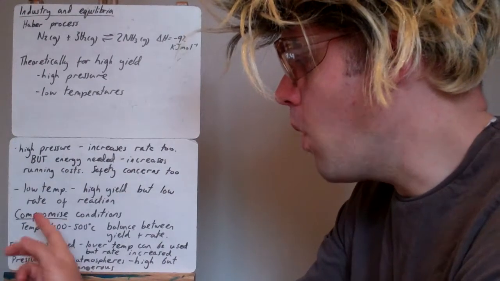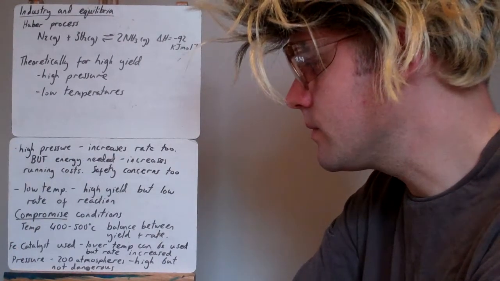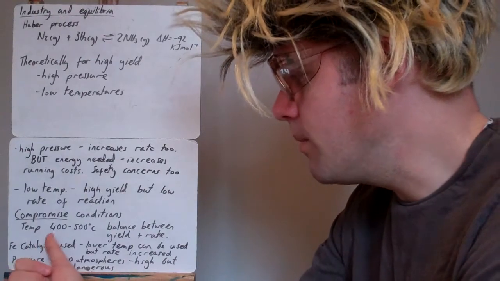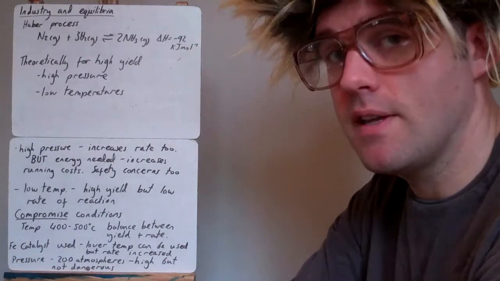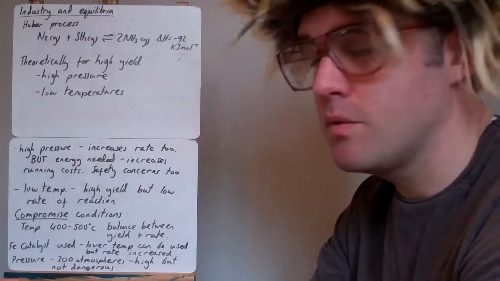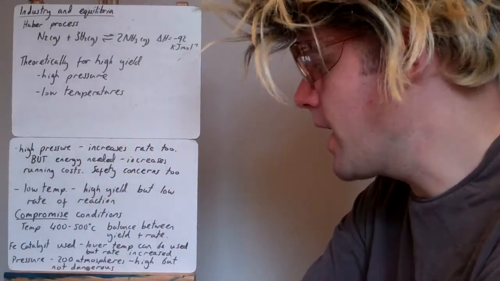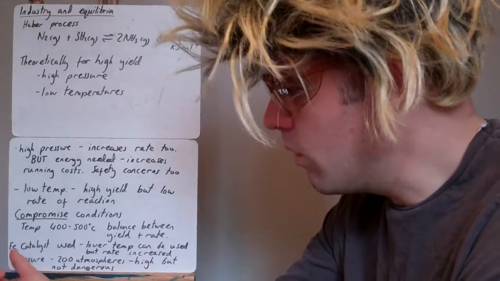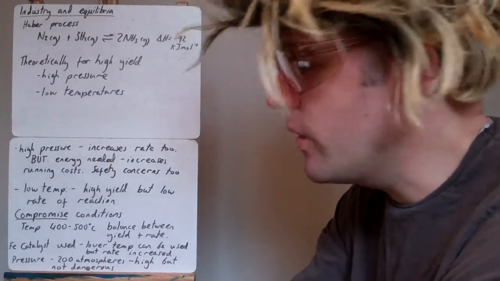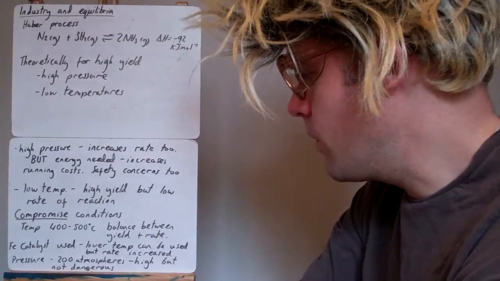So we have what we call compromise conditions. We use a temperature between 400 and 500 degrees centigrade. That gives the right balance between the yield, so which way the position of equilibrium is going, and the rate of reaction. Along with that, we use an iron catalyst because a catalyst lowers the activation energy, so we don't have to go to as high temperatures for the reaction to occur, which will favour the yield.